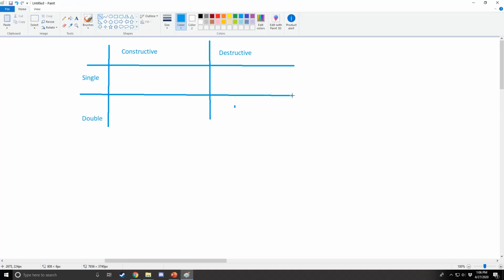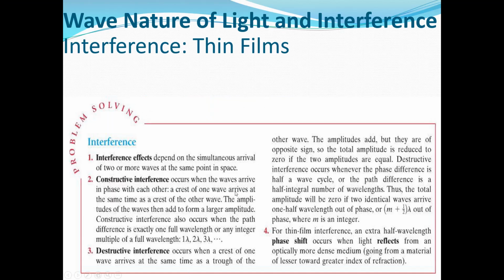So for the single reflection, the constructive would be m plus a half, while destructive would be just m. For the double, it would be m for constructive and m plus a half for destructive. So you could feel free to use this to make it a little bit easier. You just ask yourself, is this a single or double? Am I looking for constructive or destructive? And this will tell you whether you're using m plus a half or m. Whatever makes life easier for you.